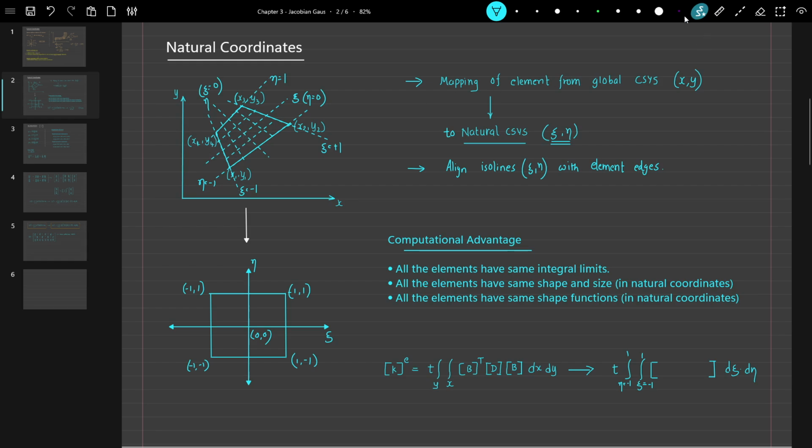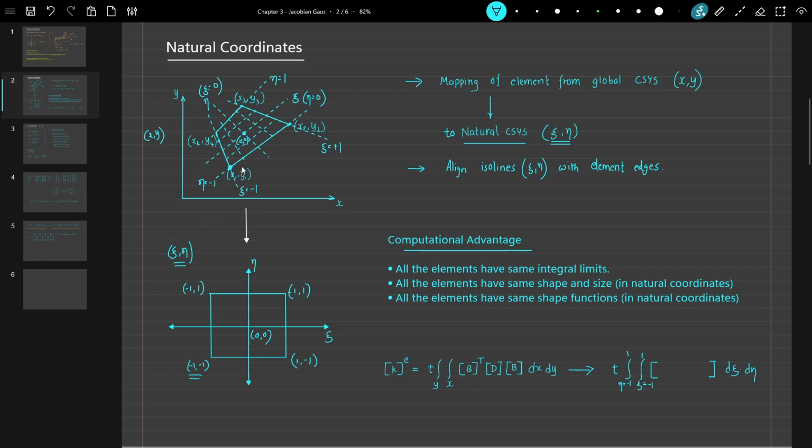So this is our zeta eta coordinates, okay, which is 0 0 here. So when we draw this element in a local or natural coordinate system, it looks something like this. Okay, this is 0 0. This node will be -1 -1. This node is 1 -1. Okay, similarly other two nodes. So this is in xy space, and this is in zeta eta space.